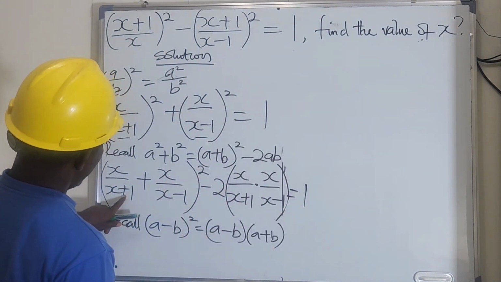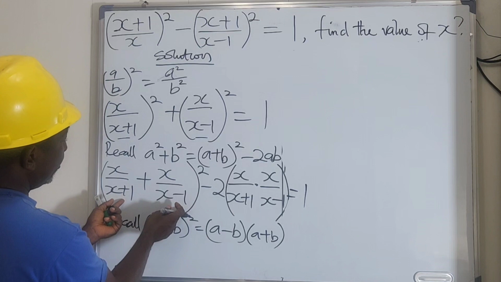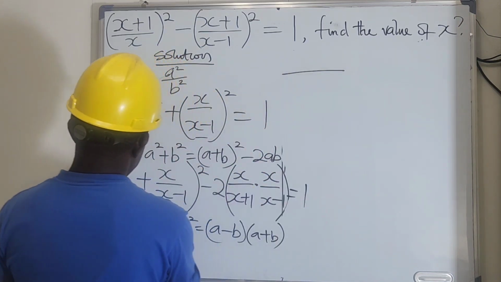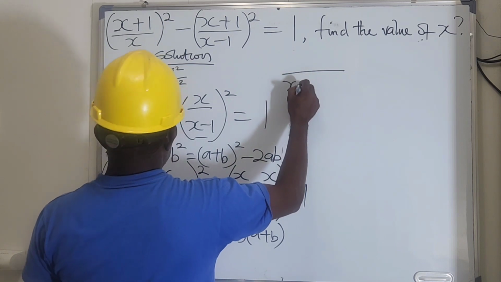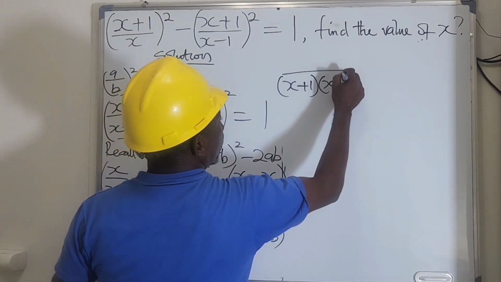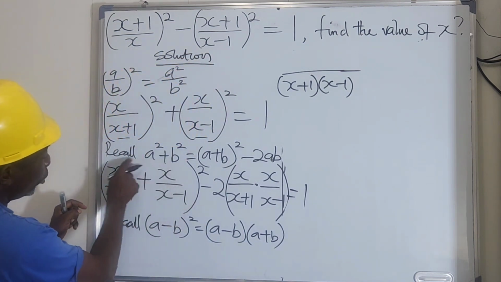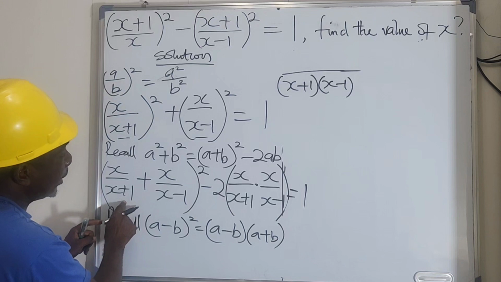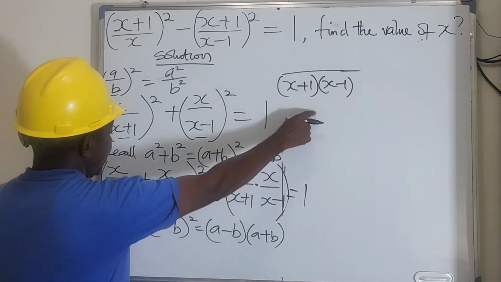So now we need to expand this bracket. Look for the LCM. Our LCM here is x plus 1 into x minus 1. This is from here. We want to simplify this fraction. So looking for the LCM of these two denominators is this.